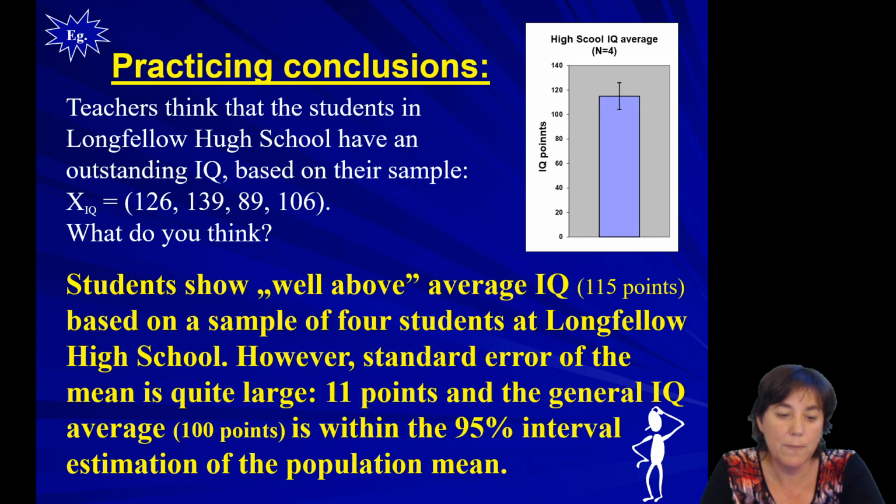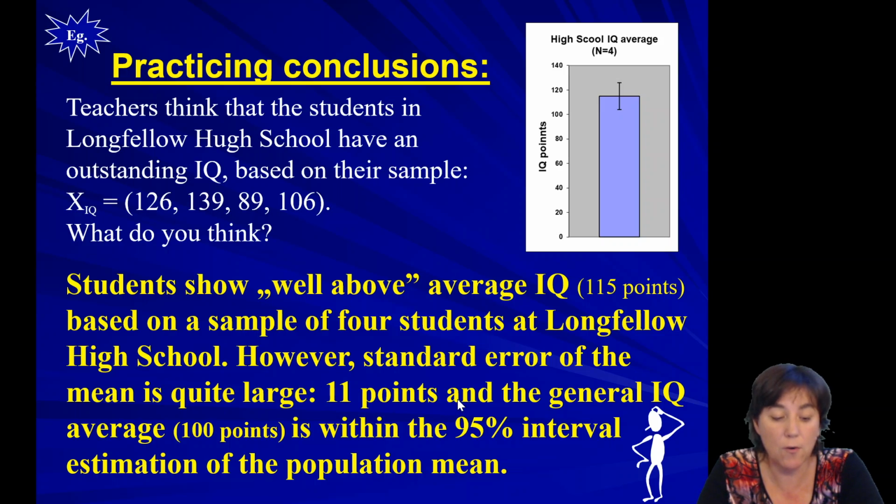Let's continue and let's practice how to conclude this. It's very important that in statistical language you have your numbers, and then you have to come up with a plausible story that you could sell to a journalist. And this is really the essence of what we want to practice in this lecture. Students show a well above average IQ, that's for certain, based on a sample of 4 students. Don't leave that out, it's very important.